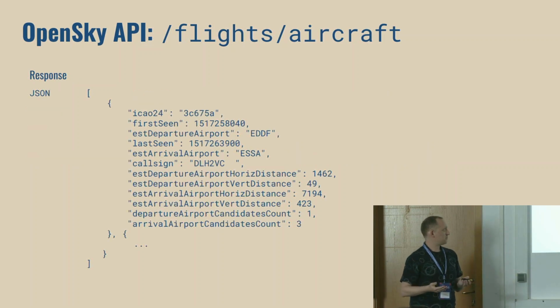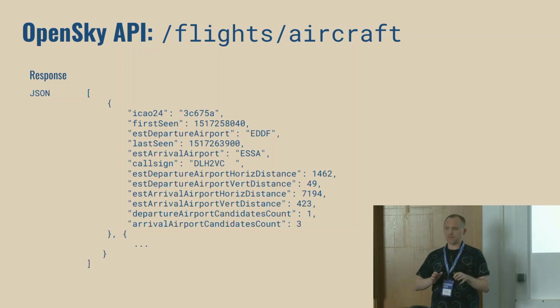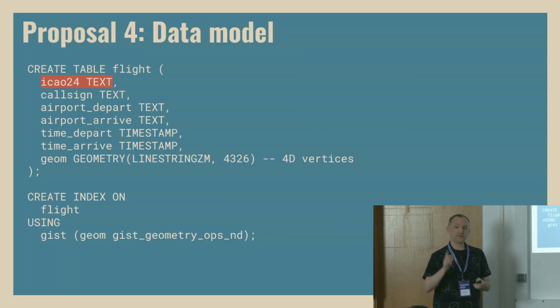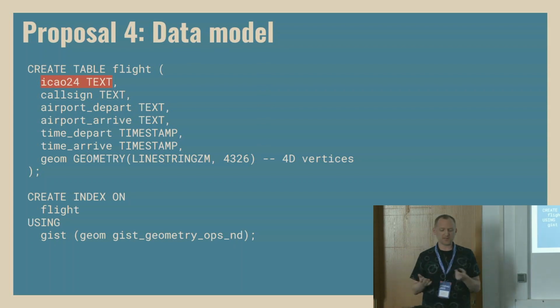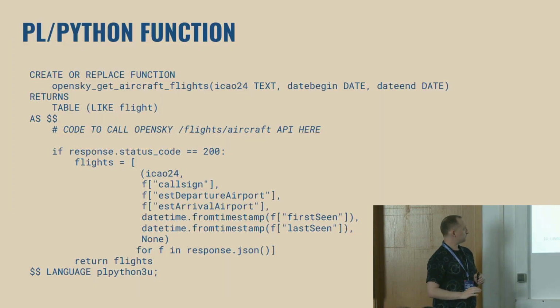The response is quite straightforward. It's just a bit of metadata about that particular flight. And here's an example of it right there. So what we want to do is get some historical data for a particular aircraft and put it into our flights table, which we created earlier. And I'm modifying the flights table only to put in the ICAO24 address, because that's a useful piece of data. But otherwise, it's exactly what we saw before.